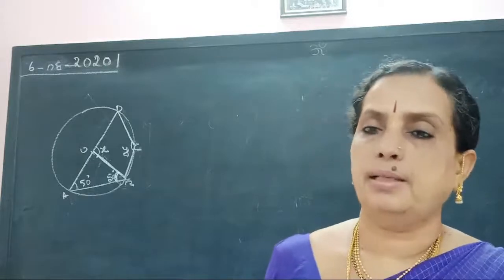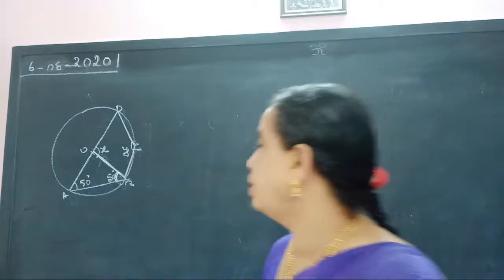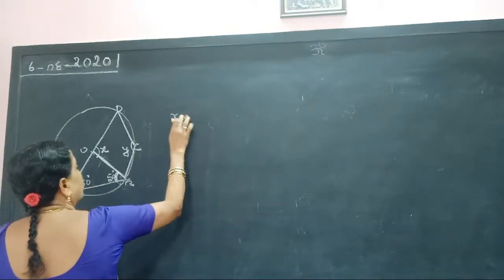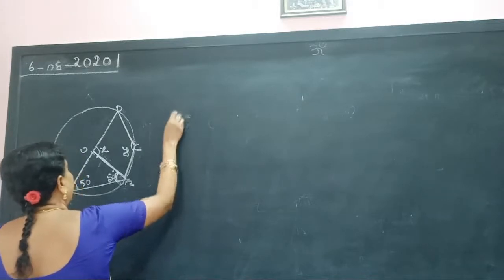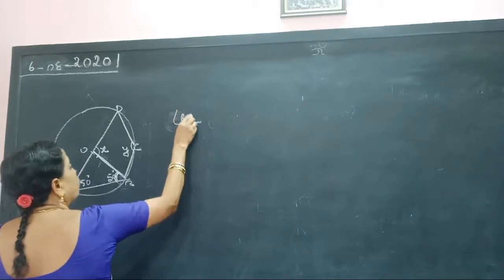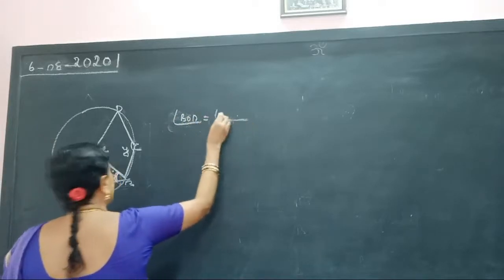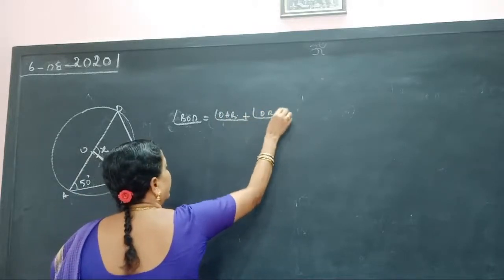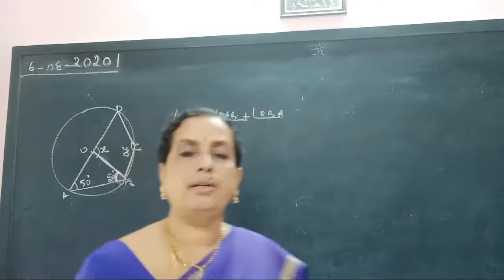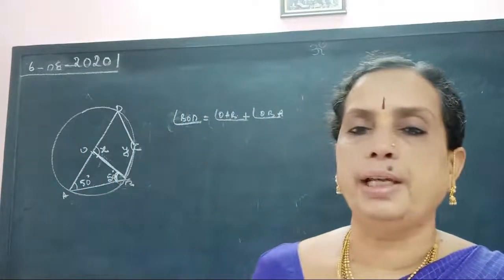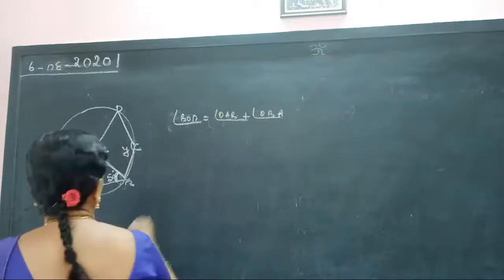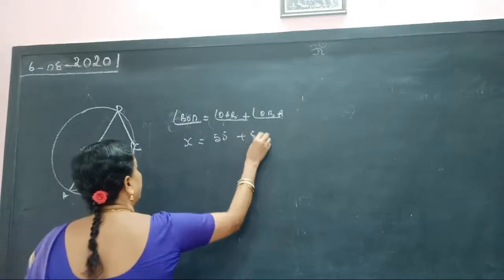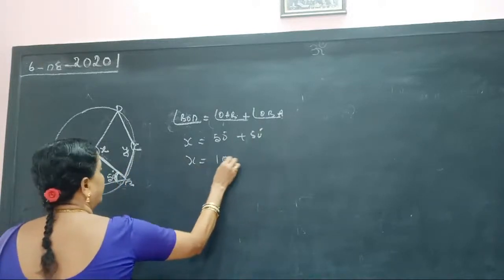What is X? That is the exterior angle of the triangle. X equals angle BOD, which equals angle OAB plus angle OBA. Exterior angle equals the sum of the interior opposite angles. Therefore, X equals 50 degrees plus 50 degrees. X equals 100 degrees.